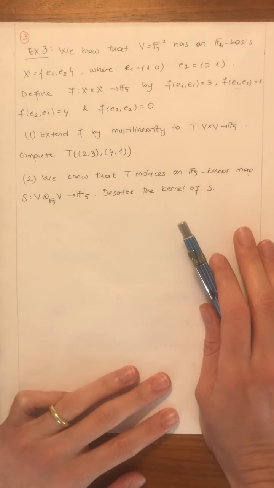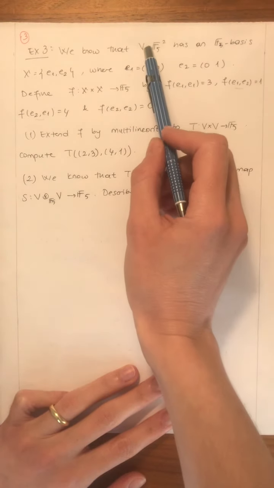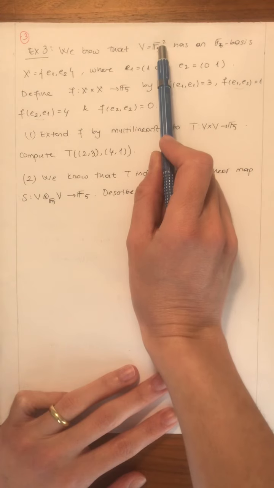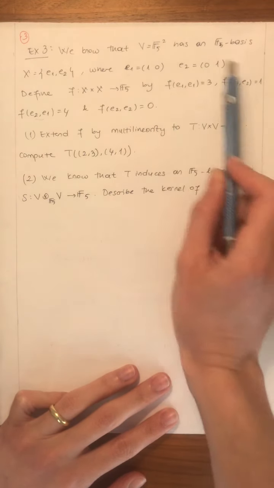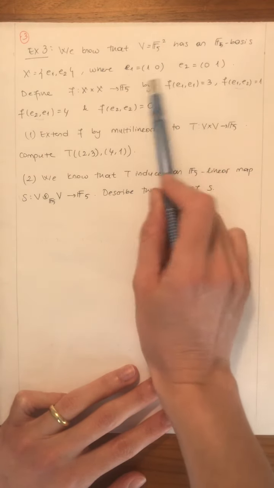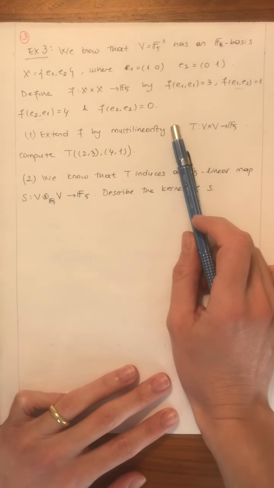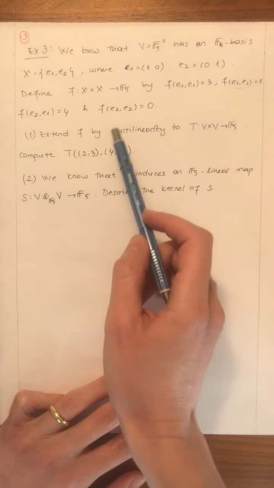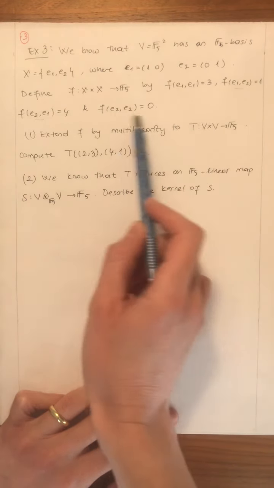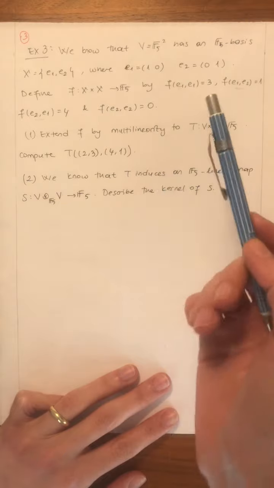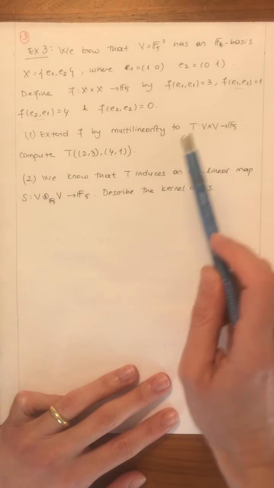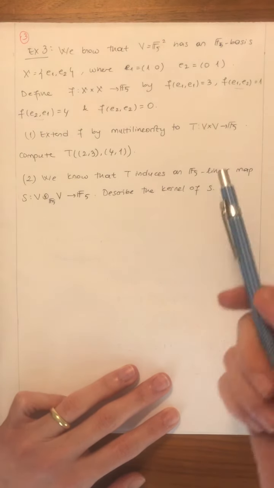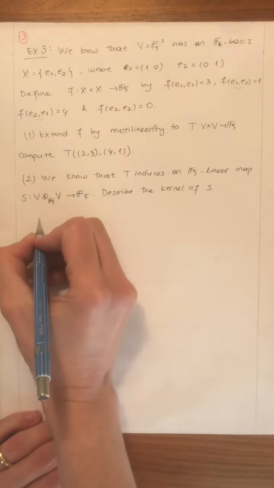In this exercise, we have a two-dimensional vector space over the finite field F5, and we know that this vector space has two bases, like standard bases. Again, like in exercise 2, we have images of the basis tuples under a map F. In the first part, we want to get a multilinear map from the given F.